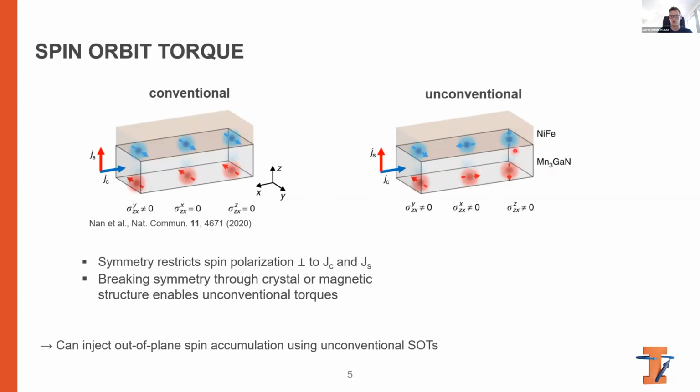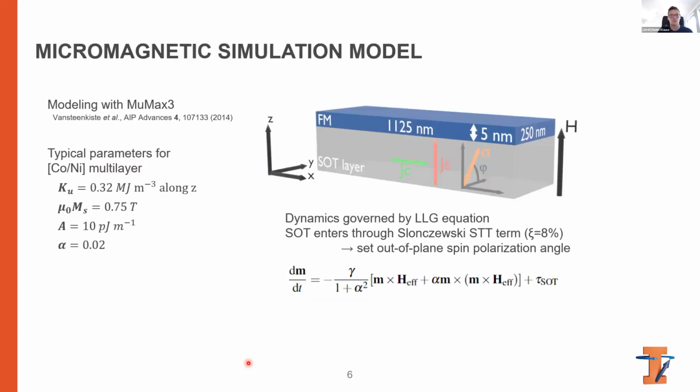So with this unconventional z component, we can inject out-of-plane torques into a free layer and should hopefully be able to nucleate or generate magnetic droplets. So in order to investigate this, we use micromagnetic simulations using MUMAX, and we have a ferromagnetic layer where we use typical material parameters for a cobalt-nickel multilayer, which includes a uniaxial anisotropy along the z direction, which makes it have a perpendicular magnetic anisotropy, which is what's necessary to generate these droplets.